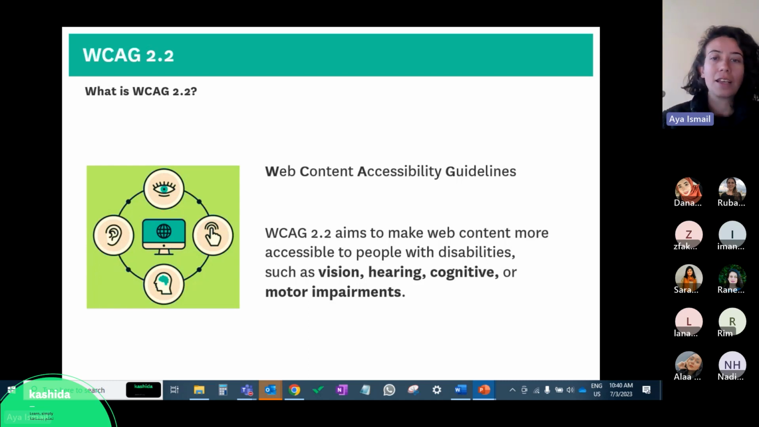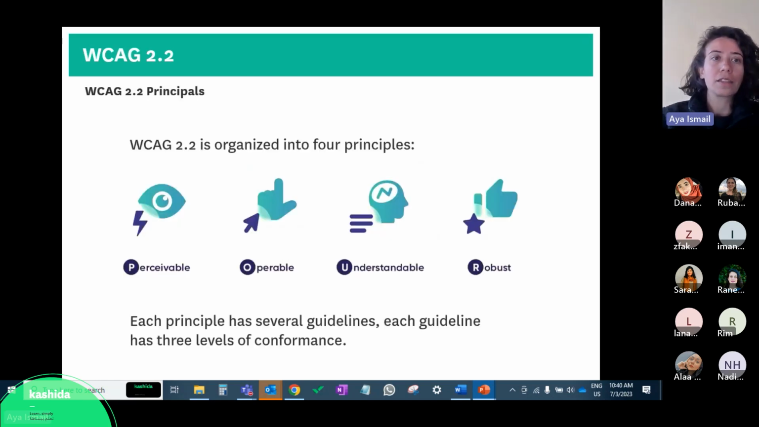We have to think that sometimes there are people who are not using a mouse and cannot use a mouse, or cannot maybe even use a keyboard, and maybe they are using voice commands. So sometimes we tend to think of accessibility as just vision or hearing, but we need to keep in mind that there's also cognitive and motor impairments. And the WCAG is founded on 4 principles.